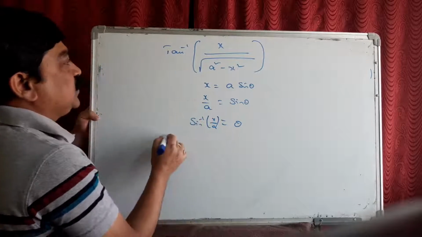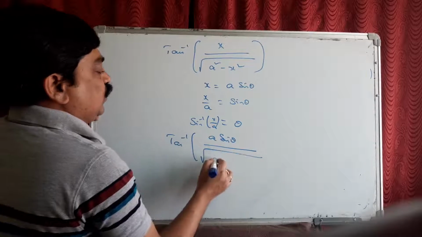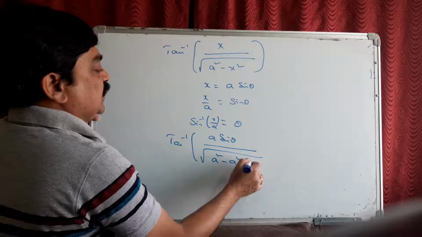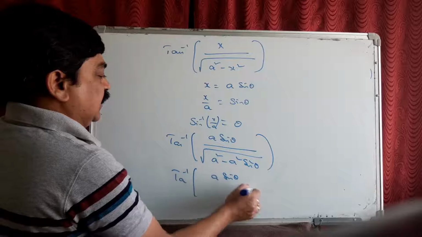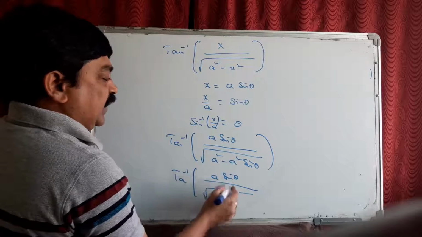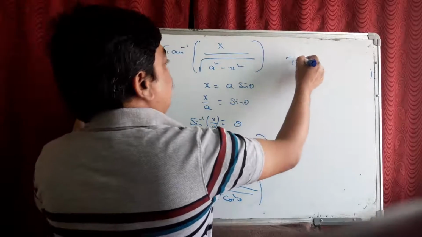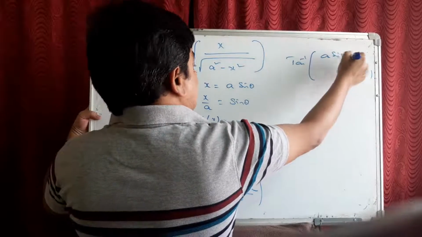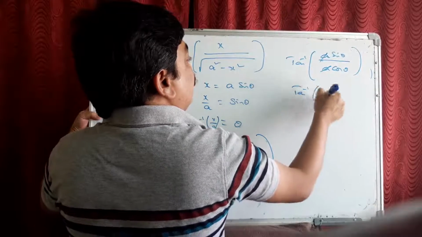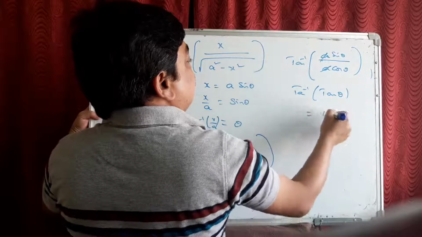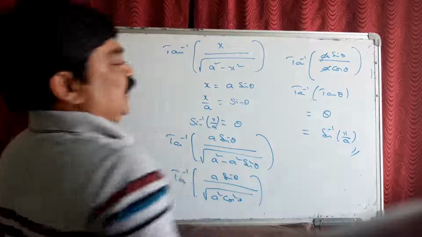The problem becomes tan inverse of a sin theta by root of a square minus a square sin square theta. It becomes tan inverse of a sin theta by root of a square, if I take it common, 1 minus sin square theta, which is cos square theta. It becomes tan inverse of a sin theta by a cos theta. It becomes tan inverse of tan theta, that is theta. Theta is nothing but sin inverse x by a. Okay?